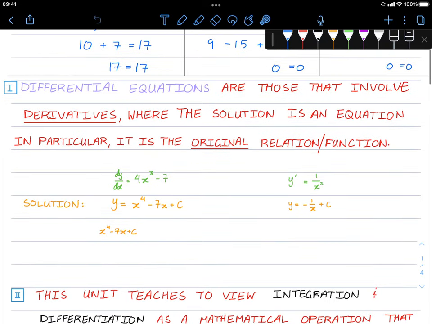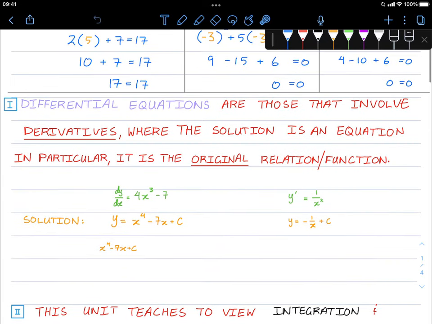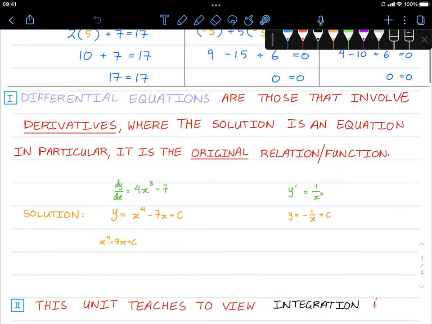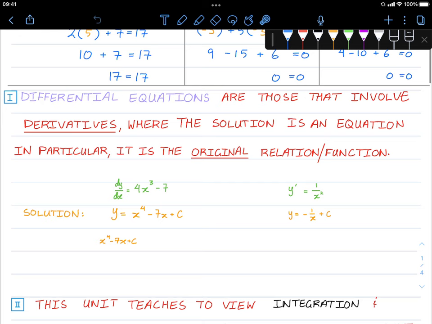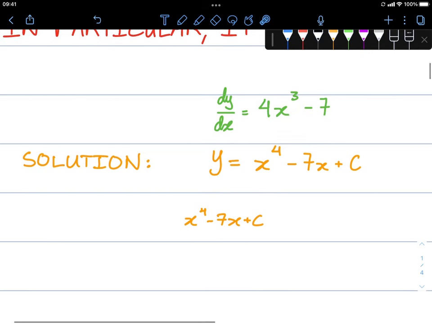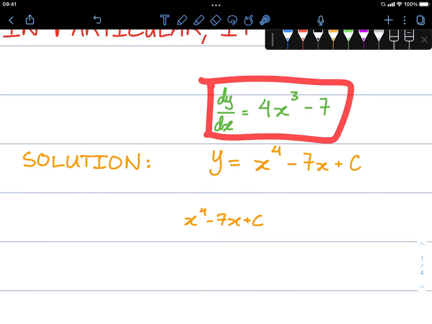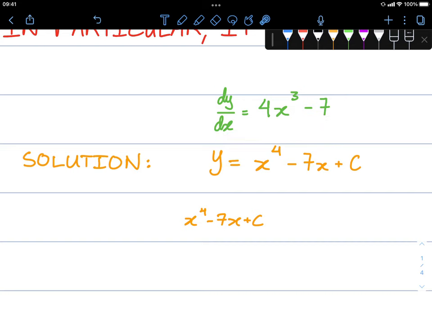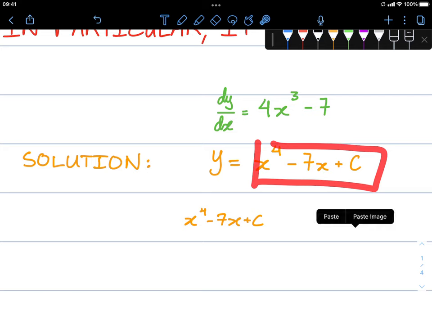Now, with that in mind, a differential equation is one that involves derivatives, where the solution is an equation. In particular, it is an equation that is the original relation or function. Let's demonstrate here. This is what they will look like. We are looking for an equation that, when we differentiate, will give this equation. The solution to this particular one is this function.